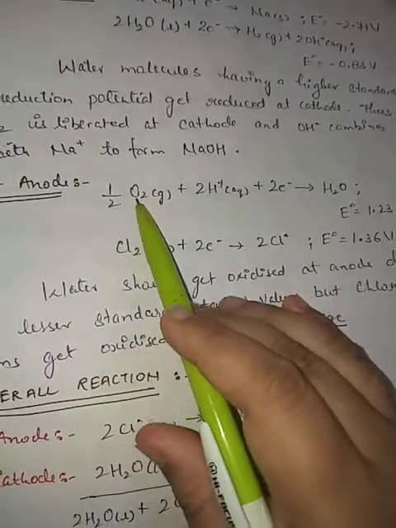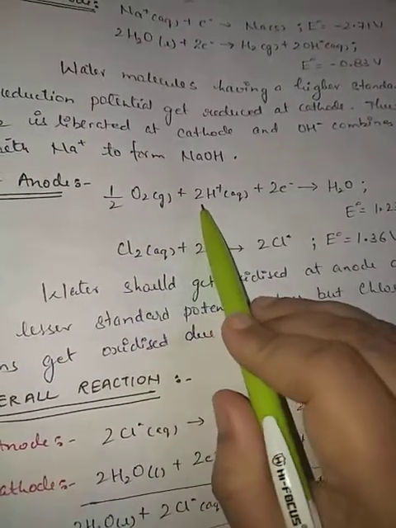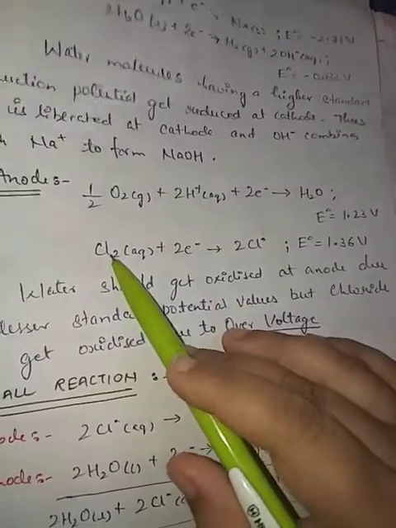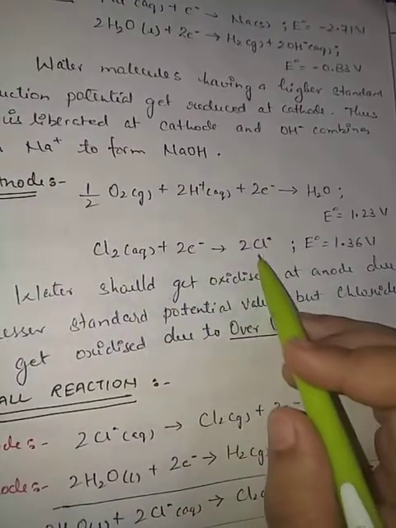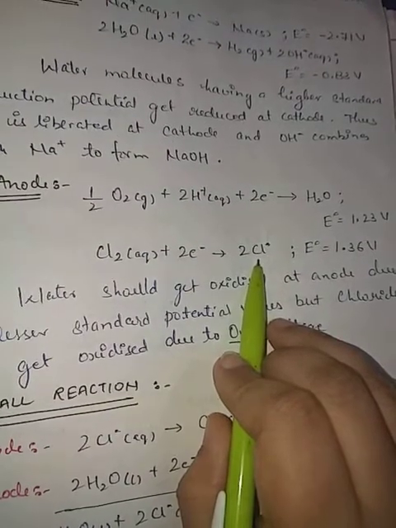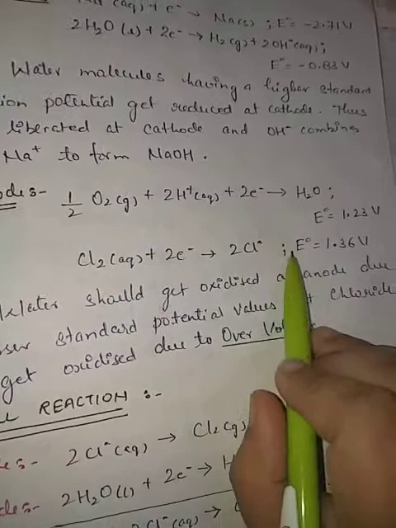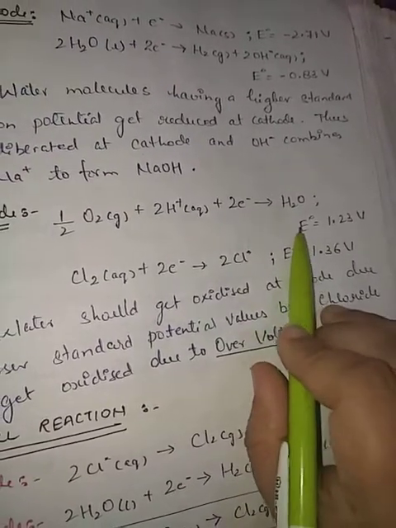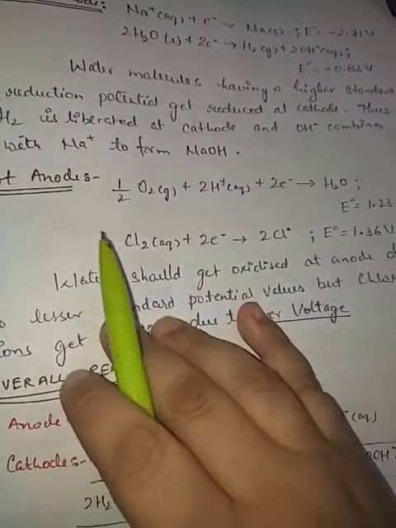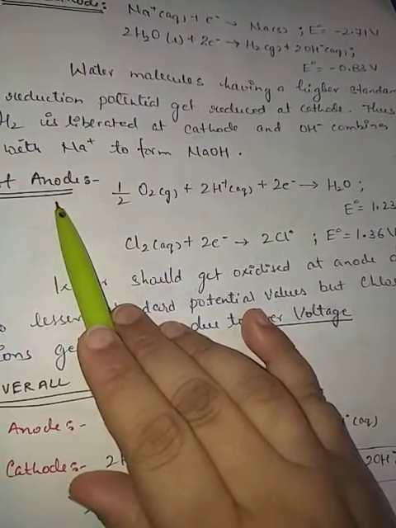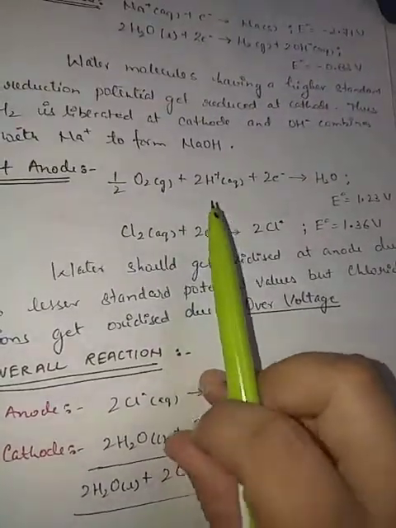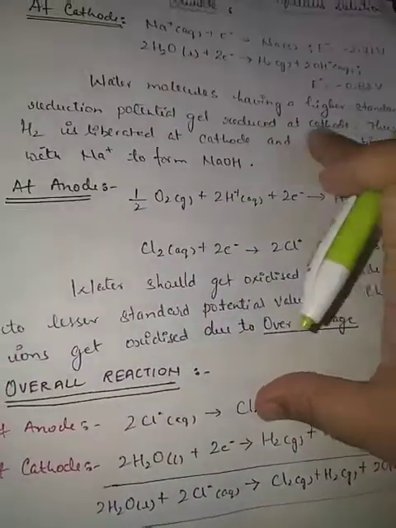See, half oxygen gas will gain two hydrogen ions and two electrons and form water. Okay. Chlorine, if we see, will gain two electrons and form 2Cl-. So, if we see here, its reduction potential value is 1.36. The reduction potential value for oxygen is 1.23, and we know that at the anode oxidation takes place. Oxidation is taking place, it means the one which has the lesser standard reduction potential value will be collected at the anode.